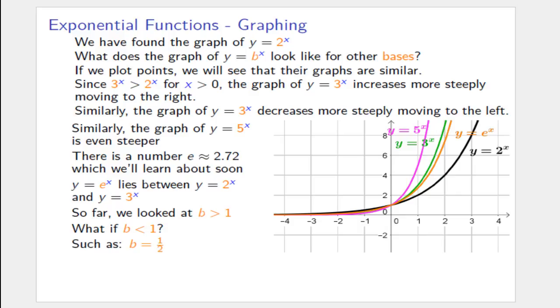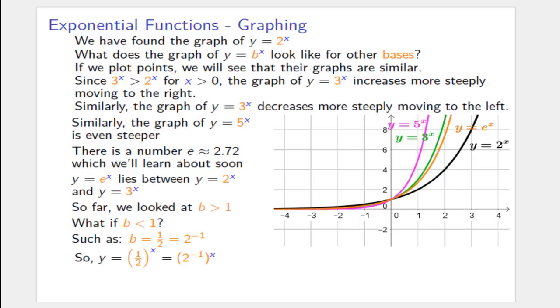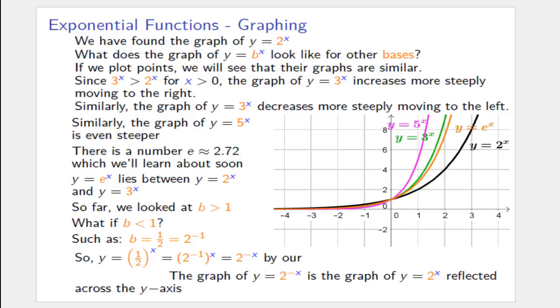Such as b equals 1/2. Well, let's use that b equals 1/2 can be written as 2 to the negative 1. So y equals 1/2 to the x is 2 to the negative 1, to the x. But by our power rule, we can multiply our exponents here to write this as 2 to the negative x. And using graph shifting, the graph of y equals 2 to the negative x is going to be the graph of y equals 2 to the x, but replacing x with negative x will reflect our graph across the y-axis. We can similarly do this for the graph of y equals 1/3 to the x. It will be the graph of y equals 3 to the x reflected across the y-axis.